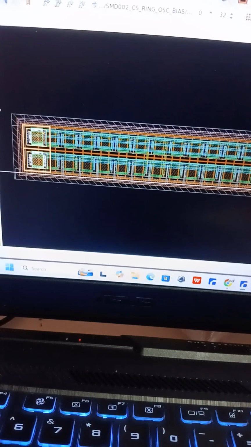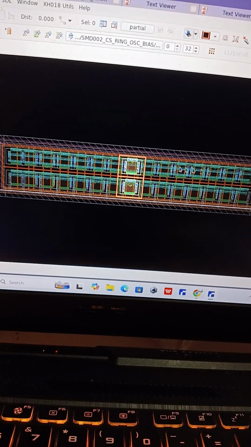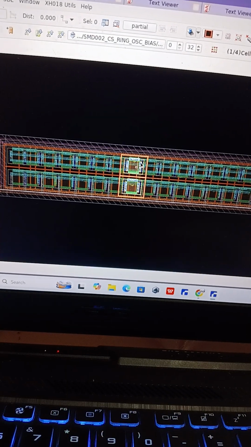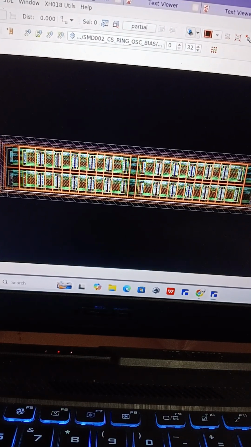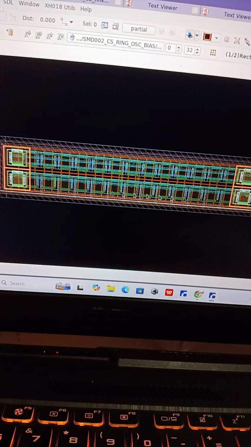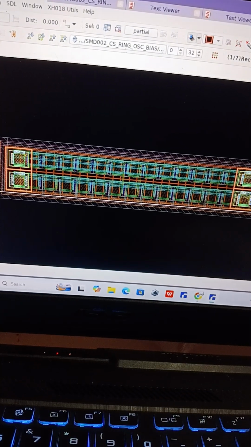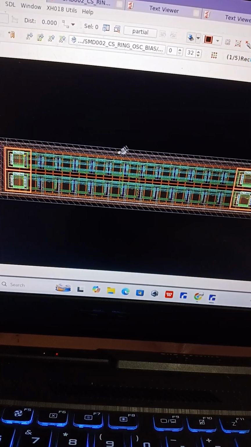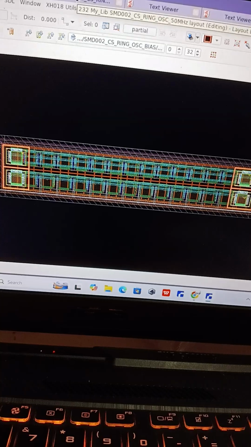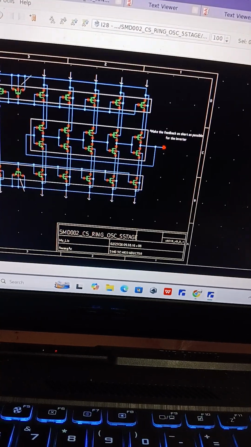You can see that common centroid is like you have one common center, or center of gravity, such that when you fold this block, it is like the mirror image of each other, right? So this one and this one, and this one with this one, and the dummy is at the end. When you fold the block, this and this will meet each other, and it acts like a mirror image. That's common centroid. Okay, so that's the biasing.